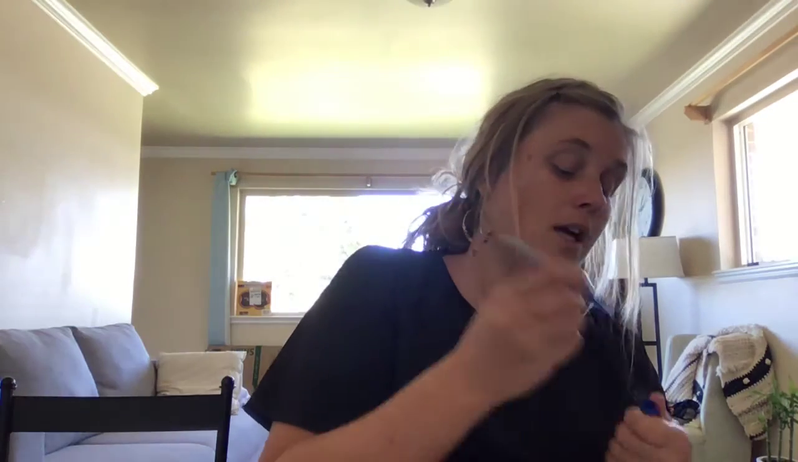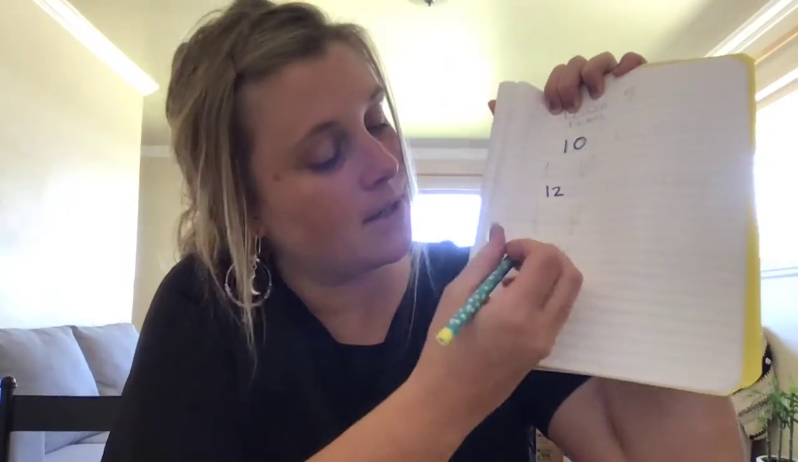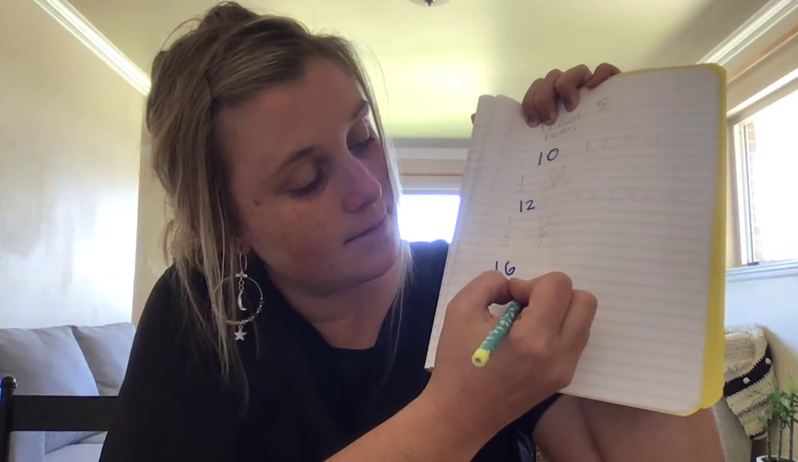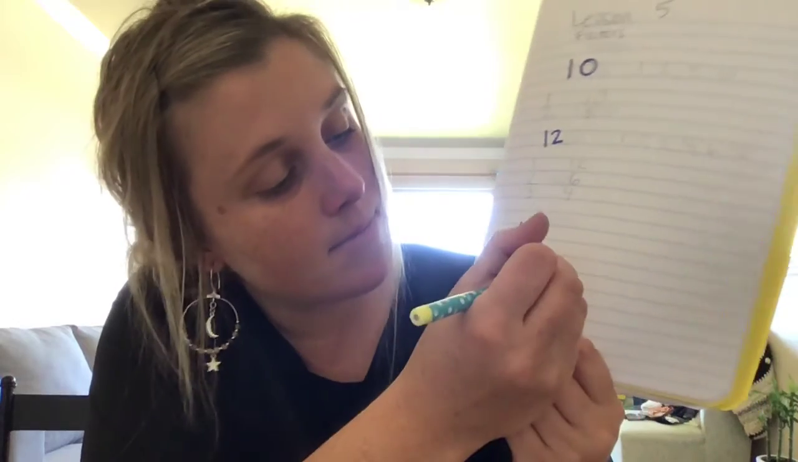Okay, grab your pen. Let's do another number. Let's do the number 16. Let's find the factors of 16. Can you say that? You can say it quietly. The factors of 16. Start with our easy one. 1 times 16. Okay, let's go to 2. 2 times what equals 16? 8.